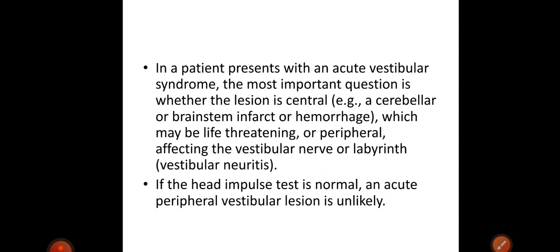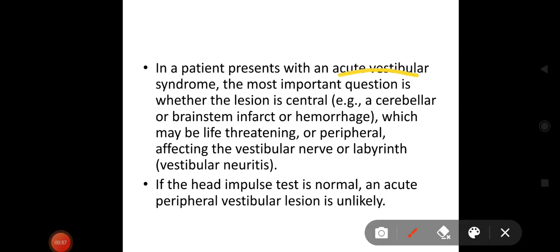And in a patient presenting with an acute vestibular syndrome, the most important question is whether the lesion is central, that is a cerebellar or brainstem infarct or hemorrhage, which may be life threatening, or peripheral, affecting the vestibular nerve or labyrinth, that is vestibular neuritis. So if a patient presents with continuous vertigo and you suspect acute vestibular syndrome, then the most important part is to rule out whether the lesion is central, that is associated with infarct or hemorrhage, or is it peripheral, that is affecting the vestibular nerve or labyrinth in case of vestibular neuritis.